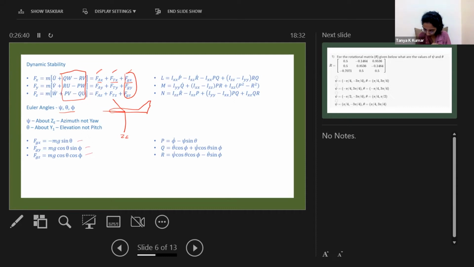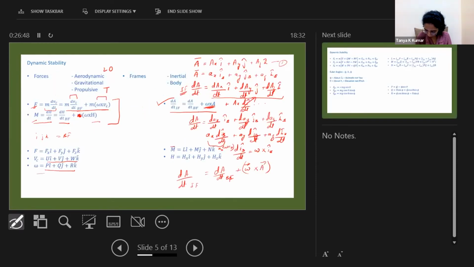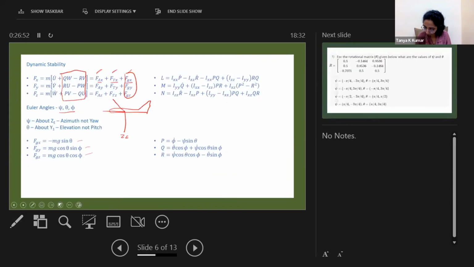But they also come into play in PQR. What were PQR? PQR was omega. In the previous slide we saw PQR was omega. They also come into play there. So you have PQR represented with the angles and the rate of change of these angles. Omega is the angular velocity, so there is a rate of change of those angles, which is why you have phi dot, theta dot, xi dot. These are the two places where these Euler angles come into play.